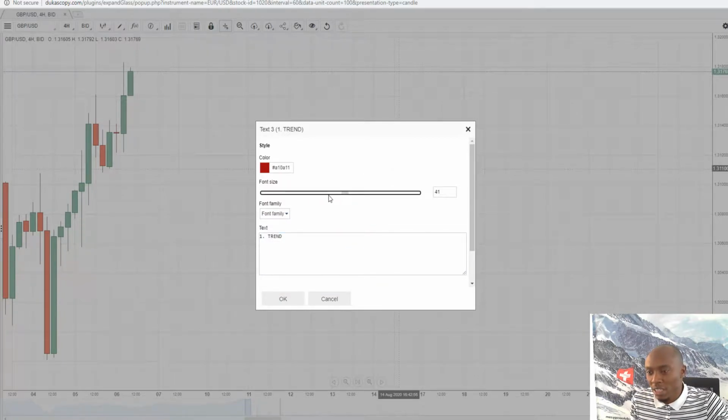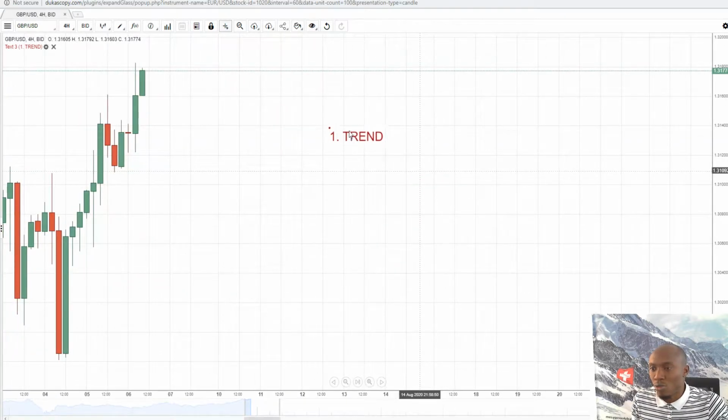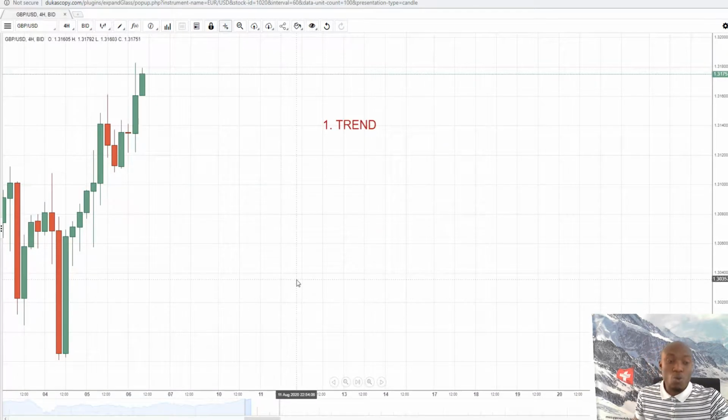I would say it's easier said than done, but I will give you an example of what you need to look for before taking a trade. So number one is trend. That's the number one thing which you need to look for before taking a trade.